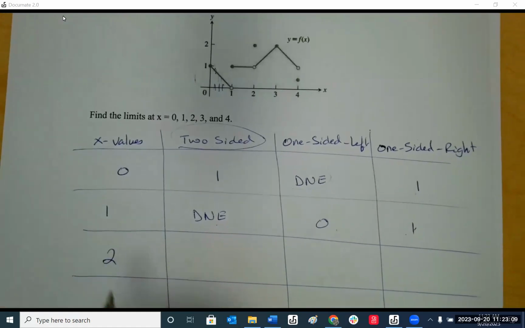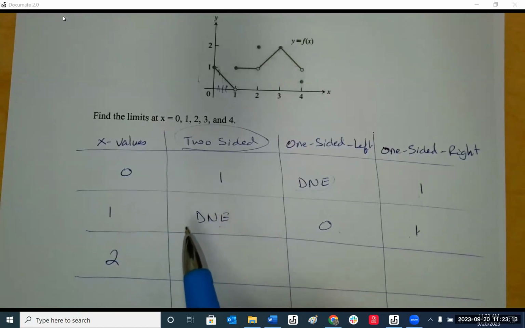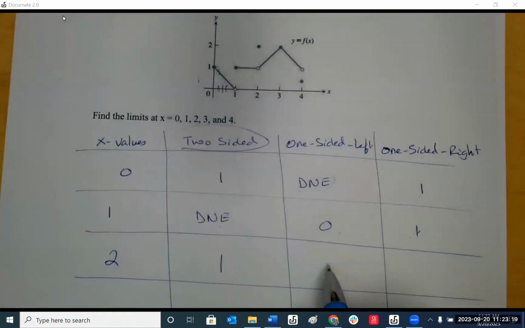So at 2, from two-sided, what do we get? Do we approach the same value? Yes. What value is that? 1. Yeah, because from the left, from the left side, what do you get? On the right side? So since both of these are coming to the same value, you get the same answer.